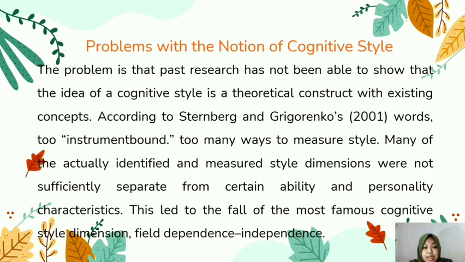I would like to explain the next material, problems with the notion of cognitive style. The problem is that past research has not been able to show that the idea of cognitive style is a theoretical construct with existing concepts. According to Sternberg and Grigorenko, the instruments put forward many ways to measure style. Many of the actual identified and measured style dimensions were not clearly separate from certain ability and personality characteristics. This led to the fall of the most famous cognitive style dimension, field dependence and independence.